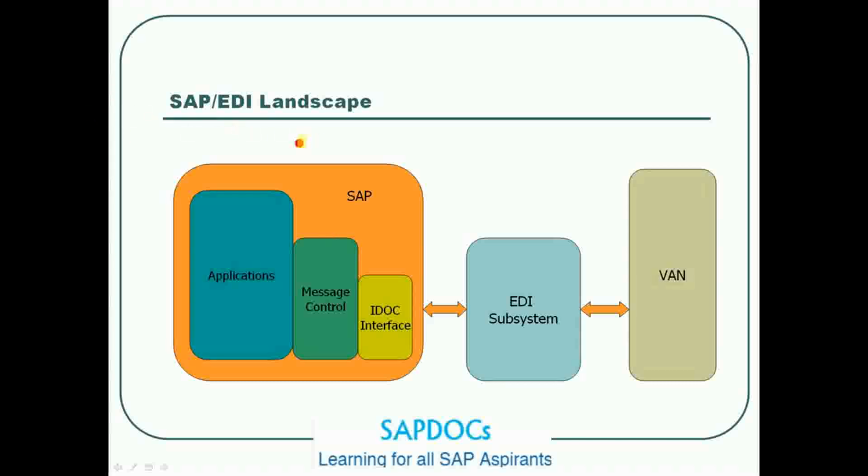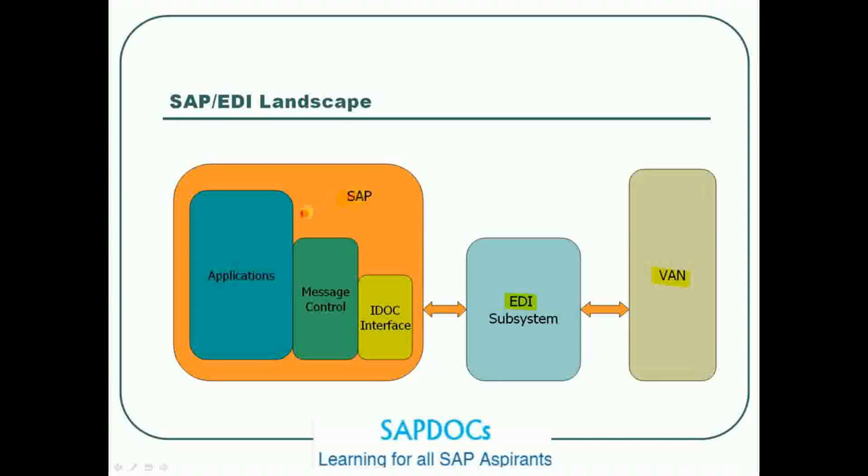In the SAP EDI landscape, you can see that we have three major systems in place, and we saw this in the simple EDI flow in our first lecture: SAP, the EDI subsystem, and the VAN. So these three together constitute the e-commerce EDI landscape.